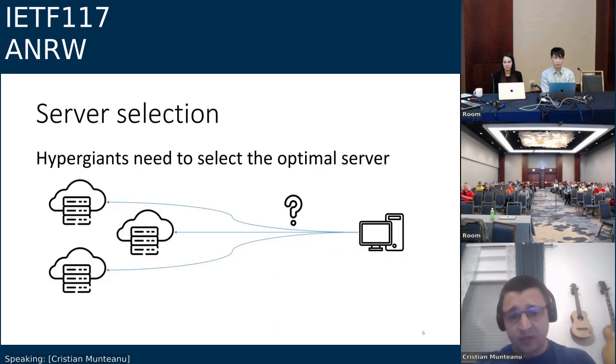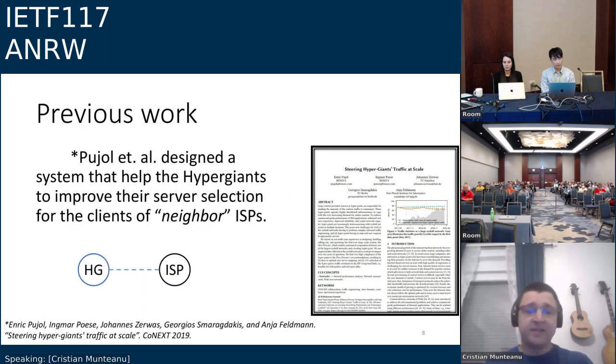So, in order, the second thing that the hypergiant has to do once the client wants to access some resource is select the optimal server, right? And this problem is not trivial because there are a lot of things that are changing on the internet all the time. However, previous work by Pujol et al. designed a system that helps the hypergiant select the best server, but just for those ISPs that are directly connected to the hypergiants, right?